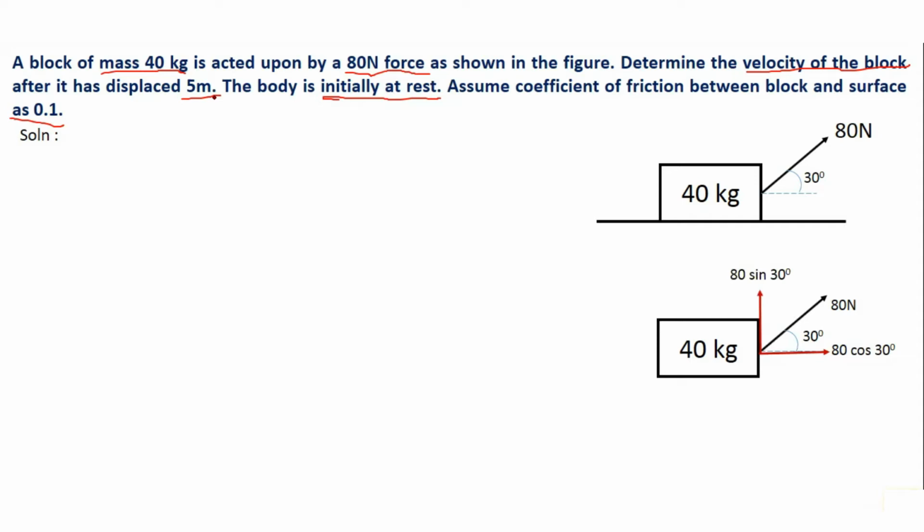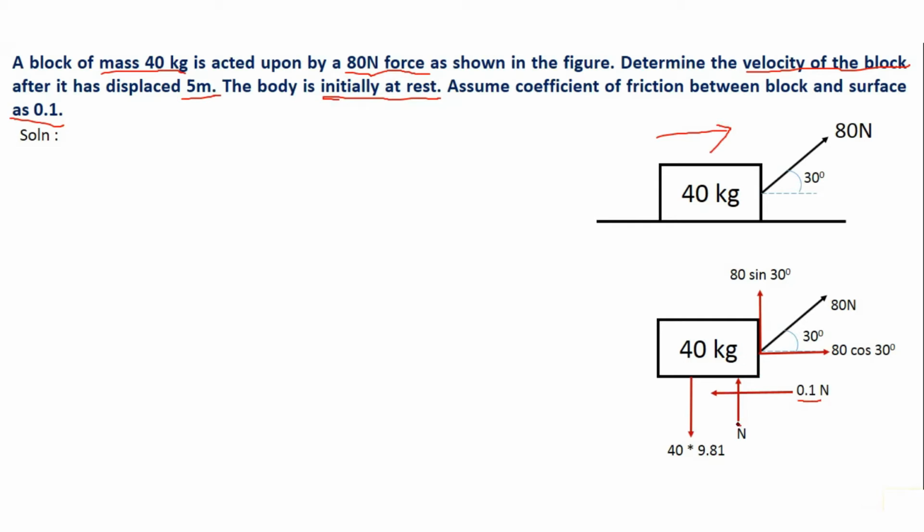The next force will be the self weight, which will be 40 multiplied by 9.81. The third will be the normal reaction offered by the surface to the body, so it will be N. And because the body is moving in this particular direction, the friction force will be acting towards the left side with a value of mu multiplied by N, where mu is equal to 0.1, which is given in the question.